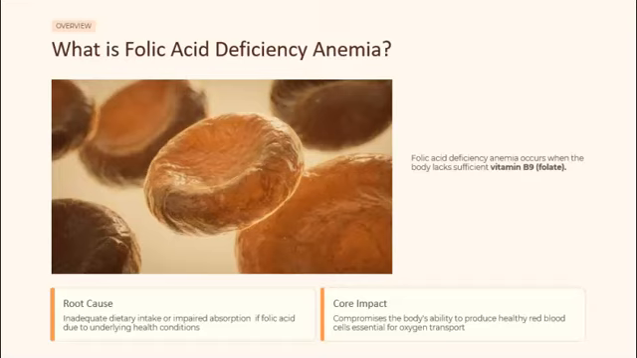So the problem is the body can't make DNA that it needs, and so the red blood cells don't divide properly. So the cells grow, but they can't divide, and we end up with big, useless red blood cells that can't do their job right.